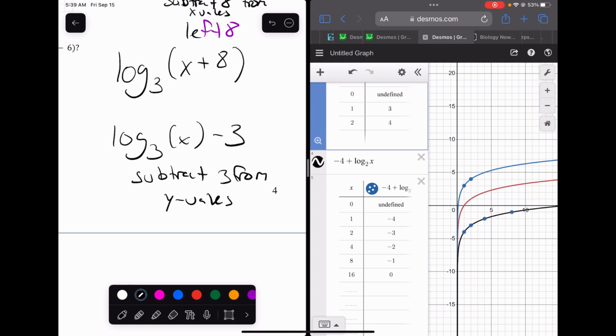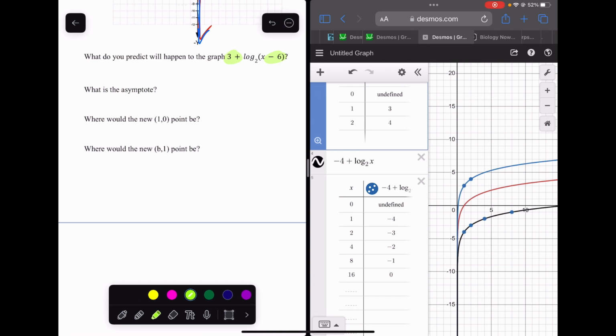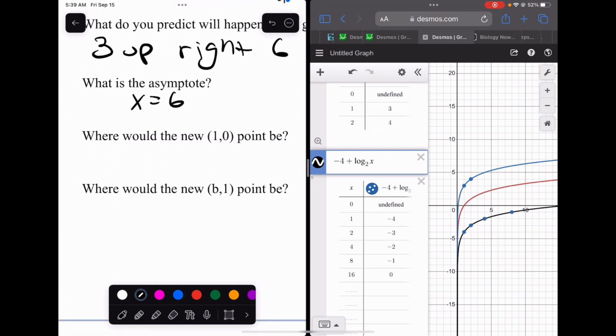So now, with this as a little summary, let's try and answer this question. We added 3 on the outside, and we subtracted 6 on the inside, okay? So what I would predict here is we are going to go 3 up, and the -6 means that I'm going to go right 6. Now, if you recall, the asymptote is the opposite of this guy. Our asymptote is going to be x equals 6.